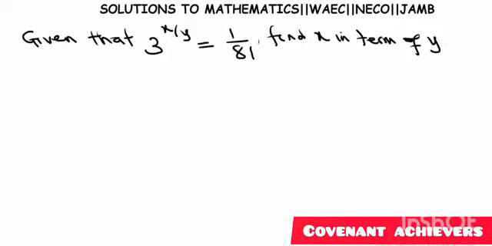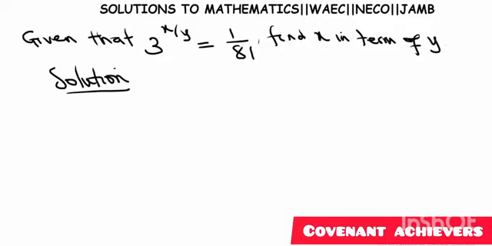The question we have here is that given that 3 raised to power x over y is equal to 1 over 81, find x in terms of y. So how do you solve this question? Let's see how we are going to solve this in the solution part.